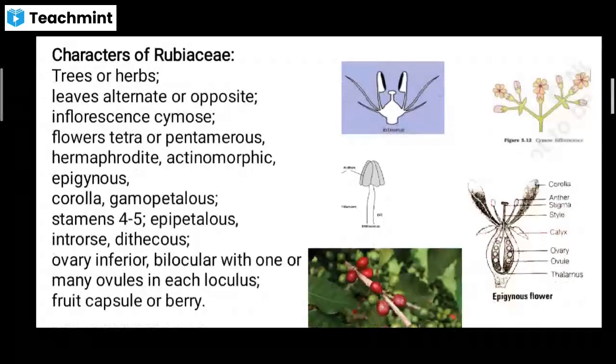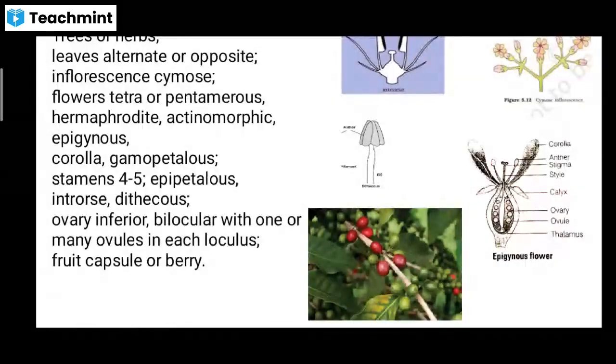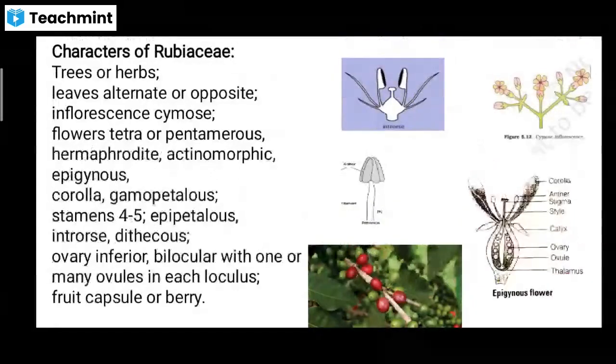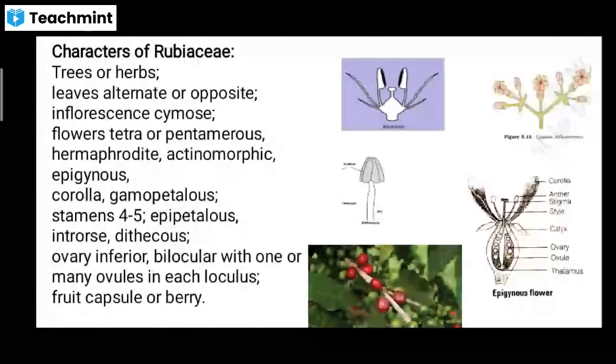Then introrse stamens, that means after the maturity of the anther, the dehiscence of the stamens takes place from the inner side of the anther. In the first figure you can see the dehiscence of the stamens from the inner side. Then it is dithecous. You can see the dithecous condition in the second figure. There is a two-chamber like arrangement of the stamens observed in the dithecous condition.